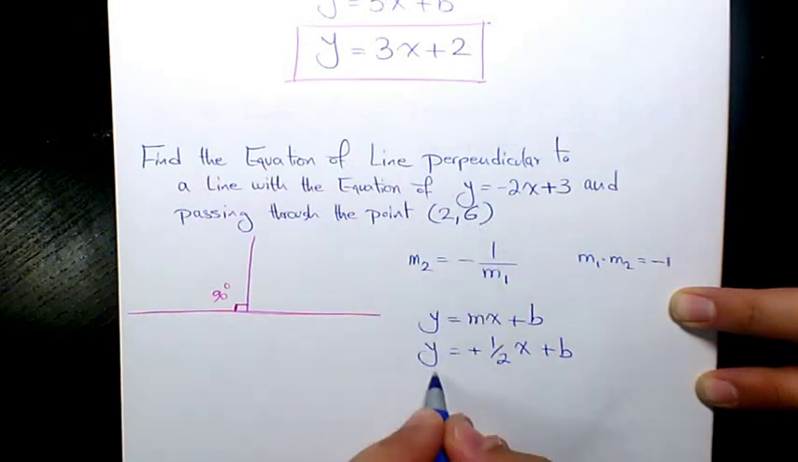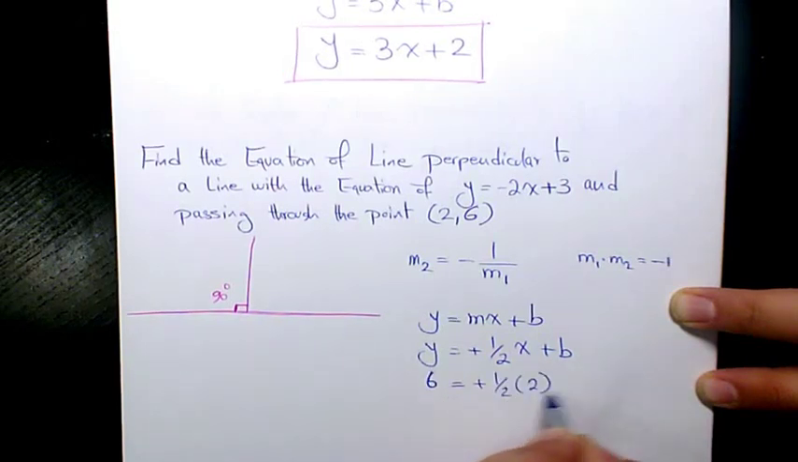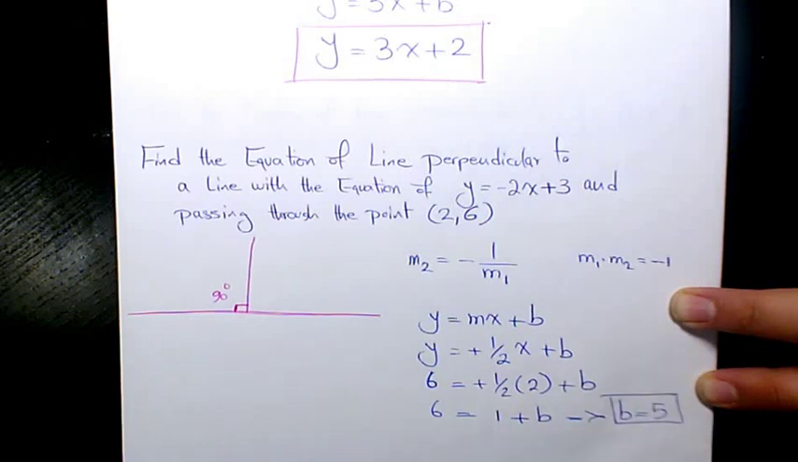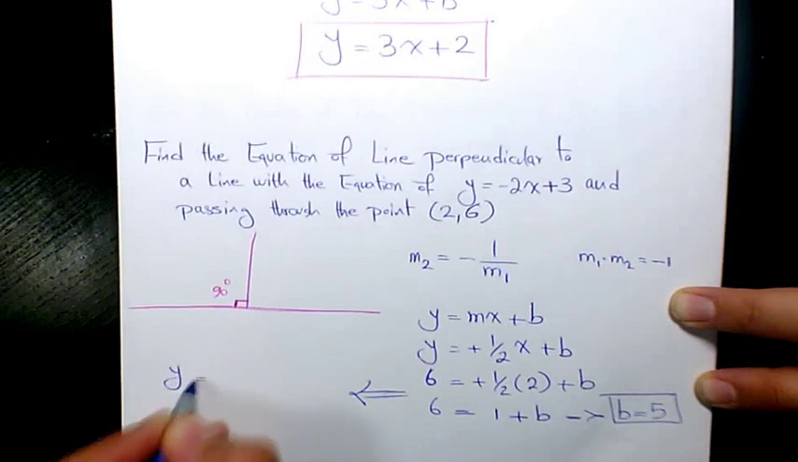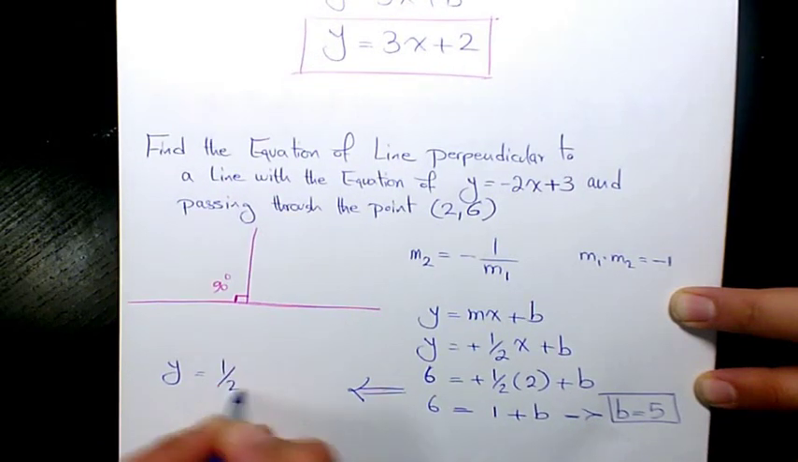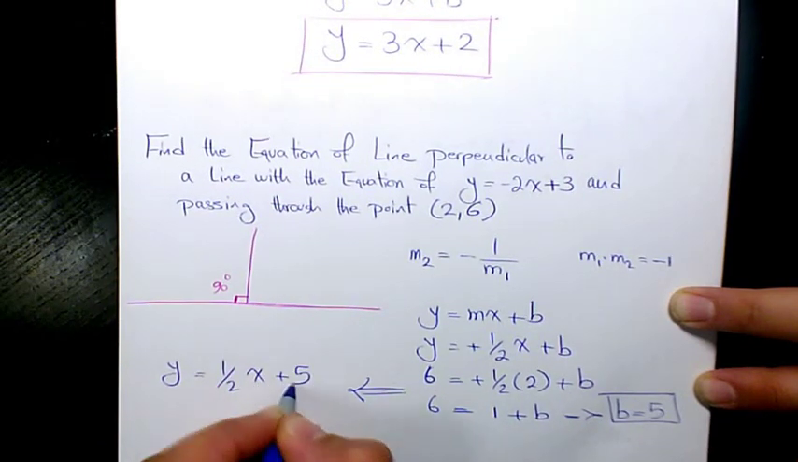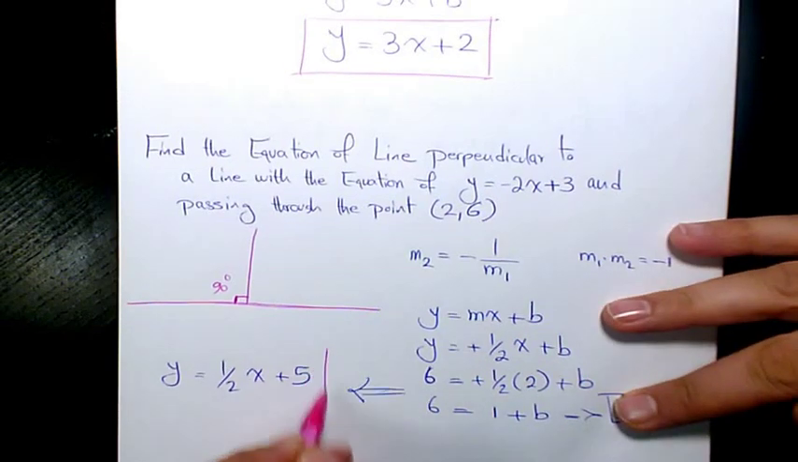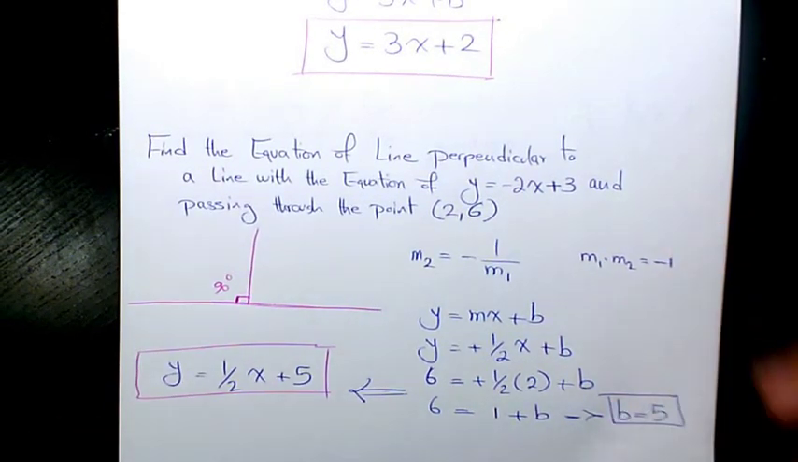With x as 2 and y as 6: 6 equals 1 over 2 times 2 plus b, which is 6 equals 1 plus b, and therefore we can say that b equals positive 5. Therefore, the final equation is going to be y equals 1 over 2x plus 5. That's the final answer to this question.